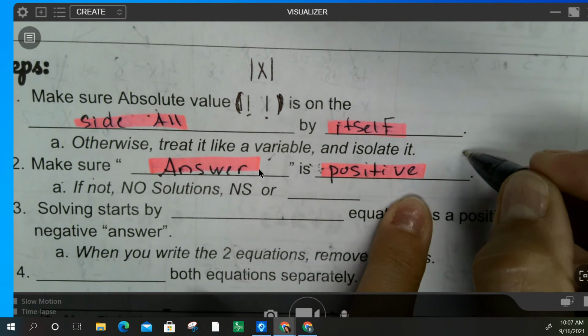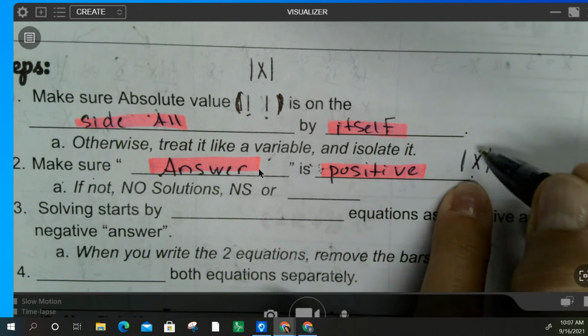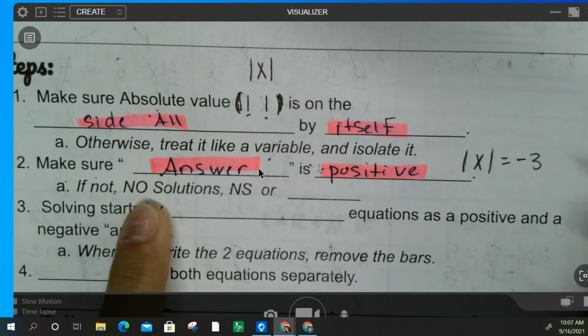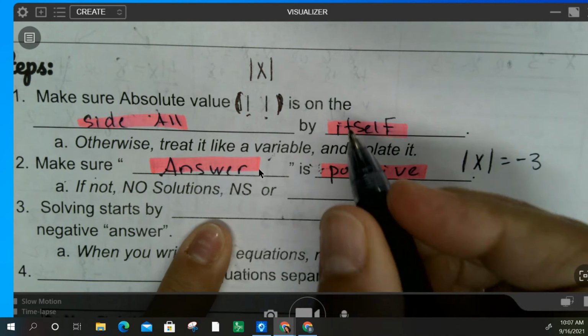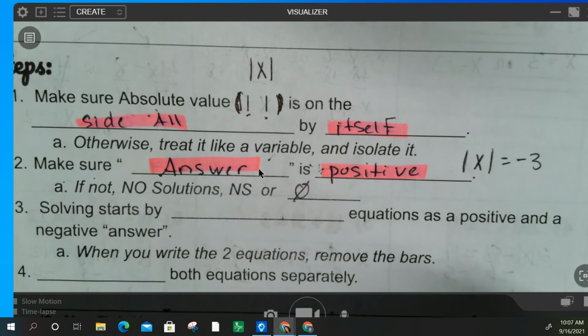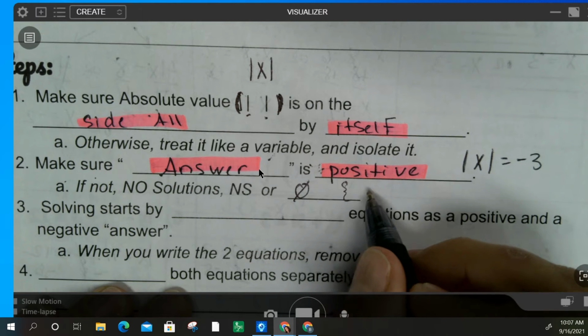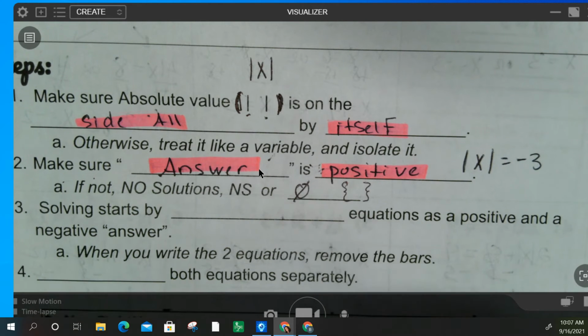So if I have the absolute value of x in here, and I say, okay, I need you to tell me what number when I make it positive is going to equal -3, you're going to say no solution. There's no way that's going to happen. So there's no solution. You could put an NS, or you can do that little circle with the line through it. That means it's an empty set. I also have this way, which you don't have to. This is set notation. It just means there's nothing in that set. So it's an empty set. They both mean the same thing.